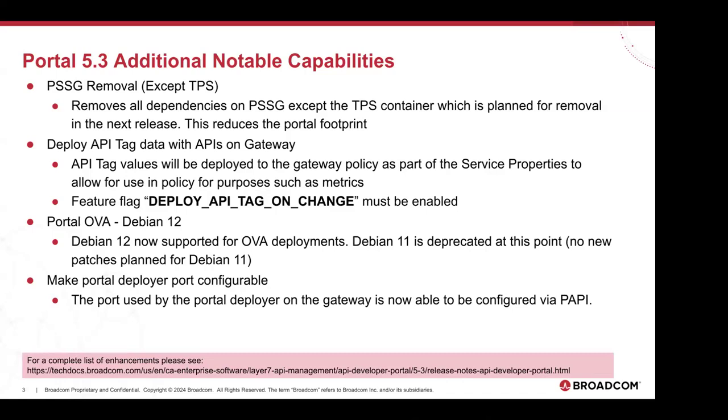The last item here is making the portal deployer port configurable. From the portal, we're doing this via the portal API, you'll be able to declare what port you want the portal deployer to run on within the gateways. You can set different values for different gateways if you so desire. This will give you more flexibility and control over being able to, for example, isolate network interfaces, things like that, because previously the portal deployer was hard coded to 8443. So now you will have the flexibility to change that.